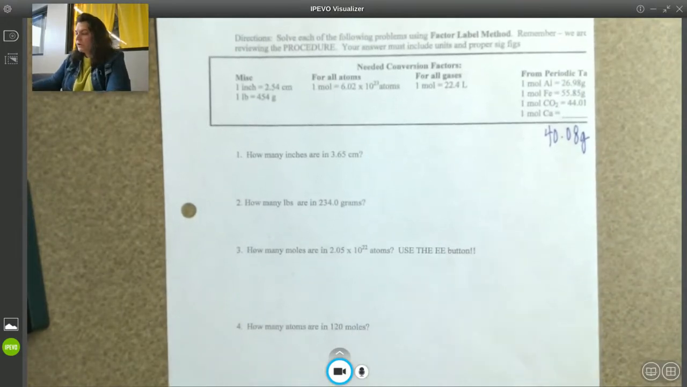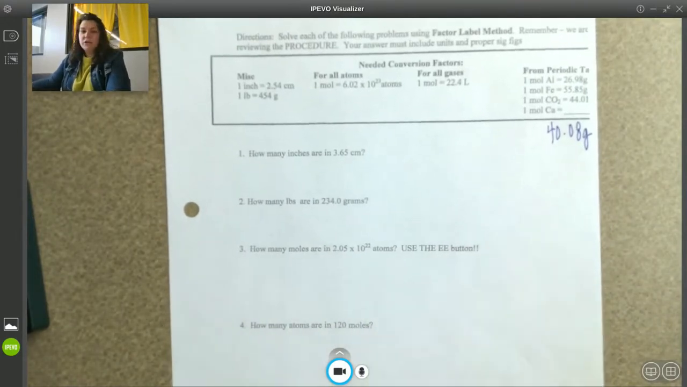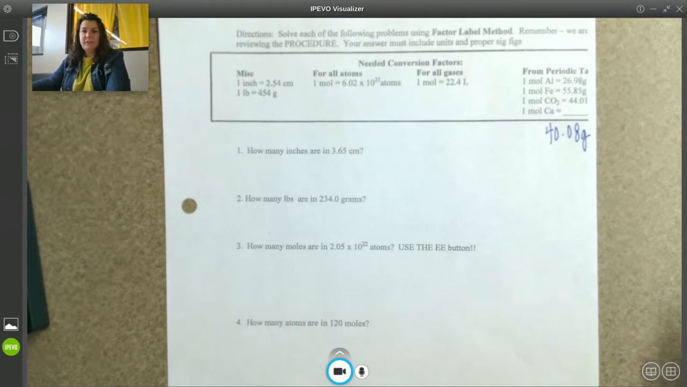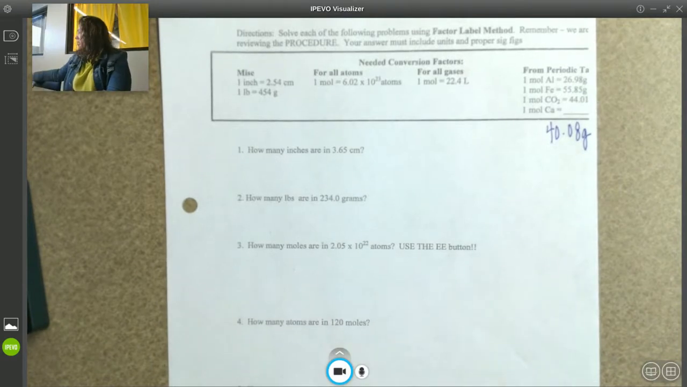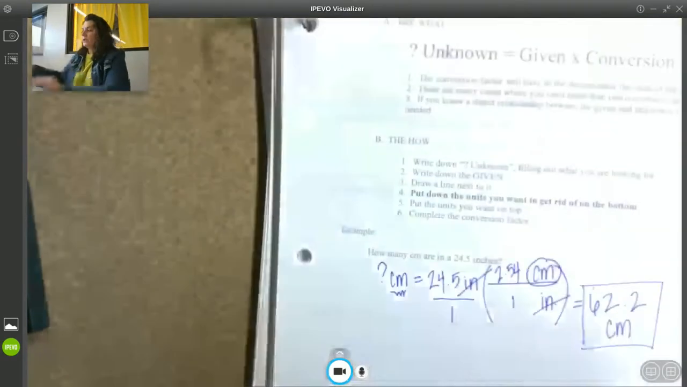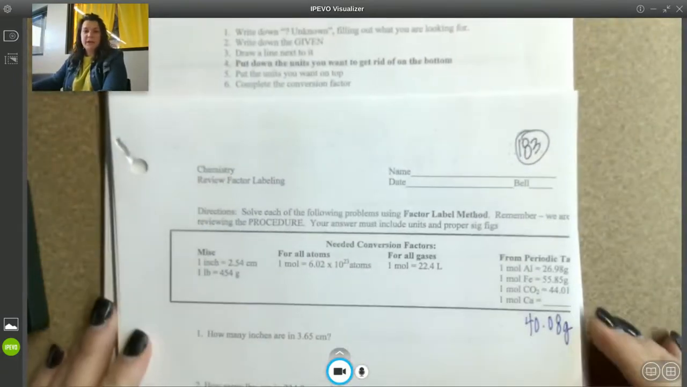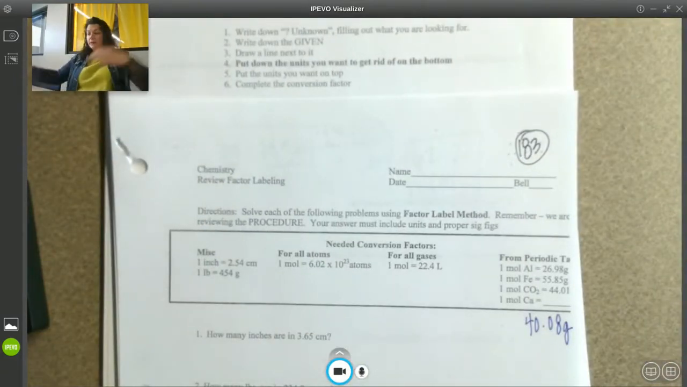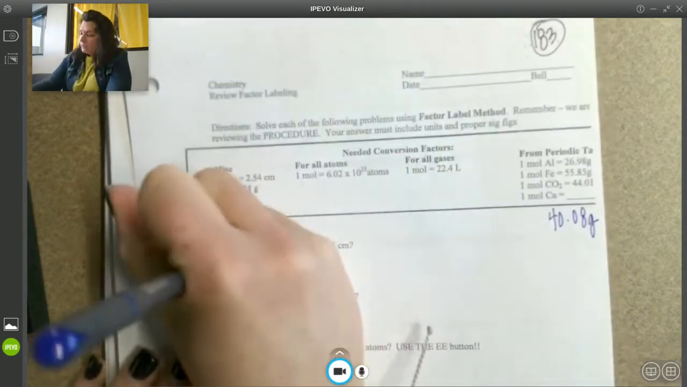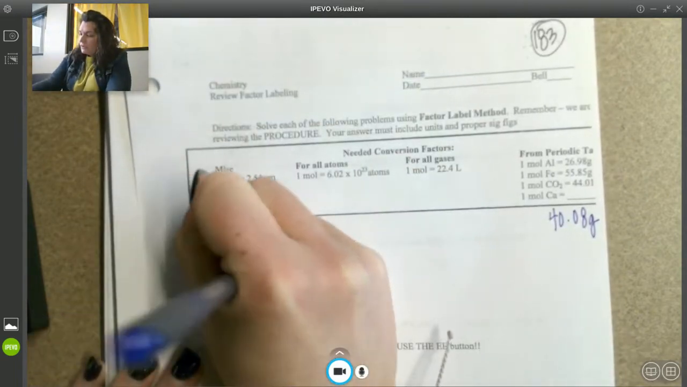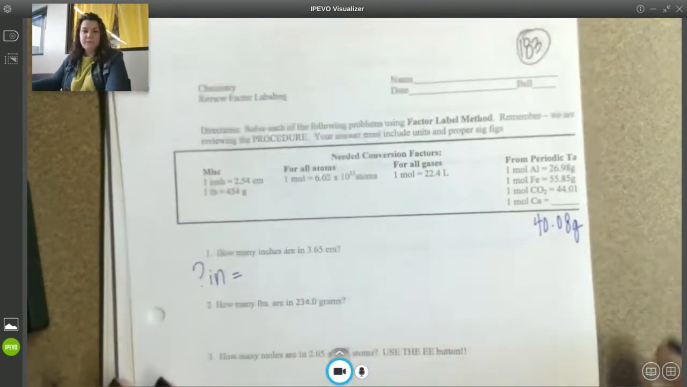Number 1, and I'm just going to do a couple of these. It says, how many inches are in 3.65 centimeters? So we're going to look at our procedure again. If I'm looking here at my procedure, the first thing is to write down the unknown. What am I looking for? So I'm going to say question mark. I'm looking for inches. Equals.